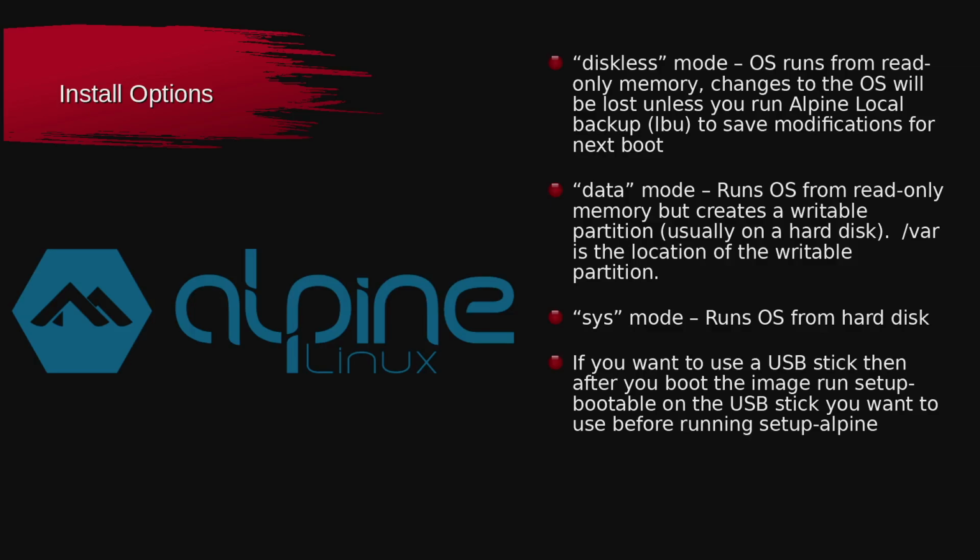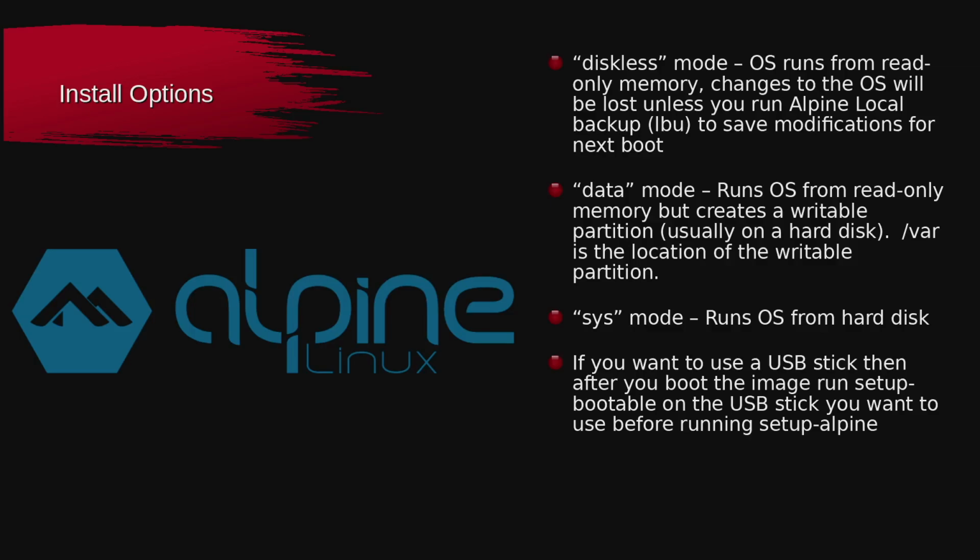So anytime that you make any changes to the operating system, install packages, change configuration, the next time you reboot, it's gone. There is a utility called the LBU, which allows you to save changes between reboots. So if you do want to save the modifications for the next boot, you just run that utility and it will create a new RAM image that gets installed with the changes that you just made.